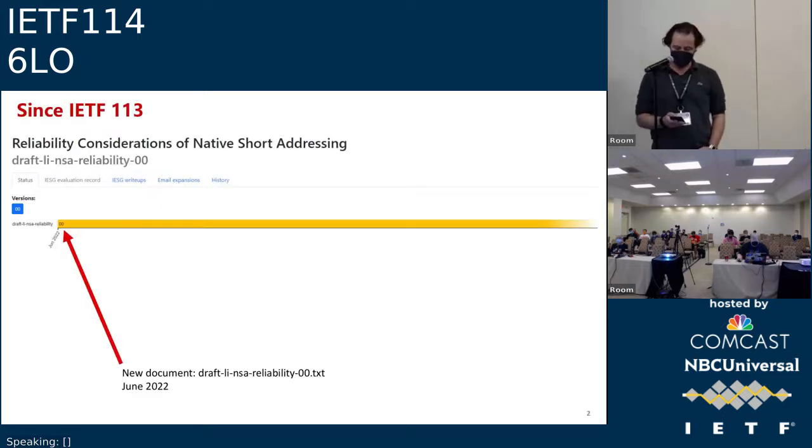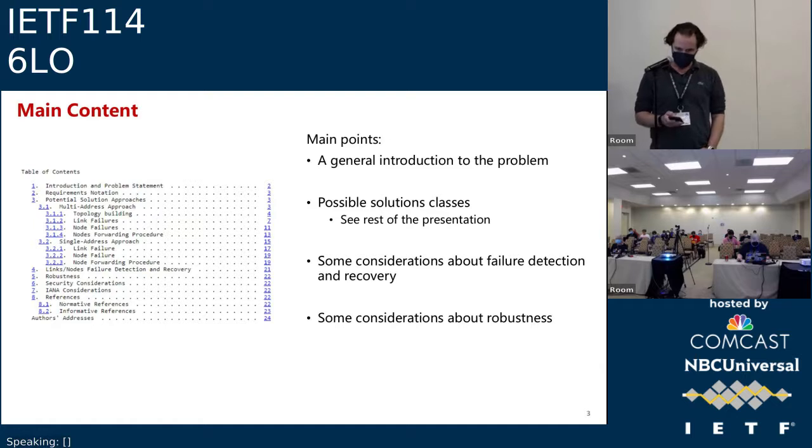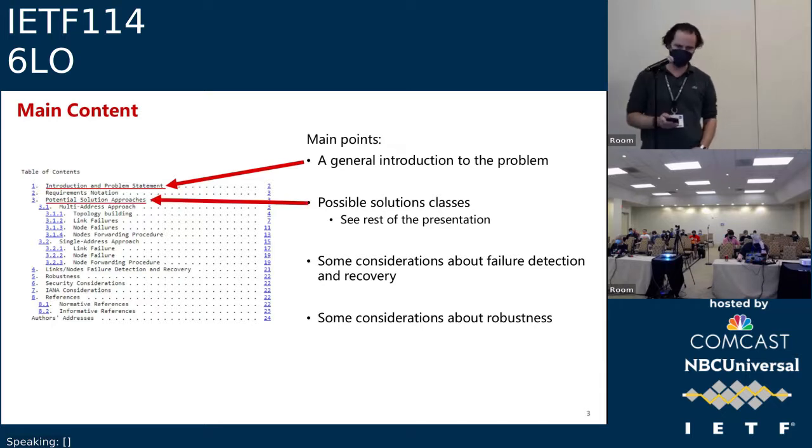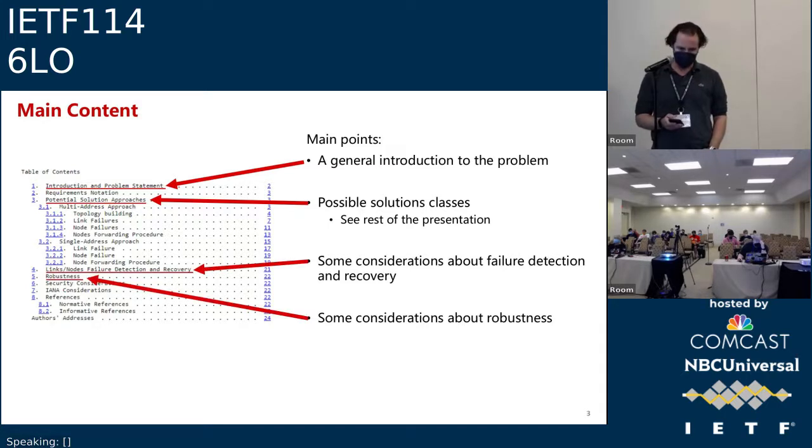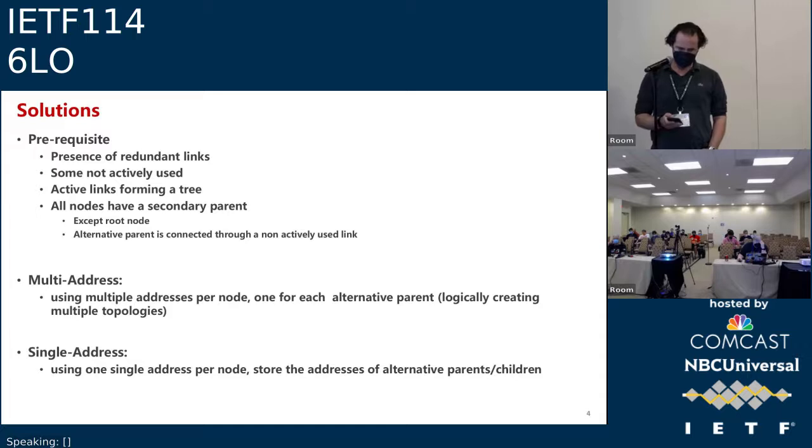Okay. So this is the new draft that we built in order to tackle this issue about reliability. This is very important. The main point is that there are several classes of solution that we can use. The most important one is that obviously we need some prerequisites, so the fact that we have redundant links.